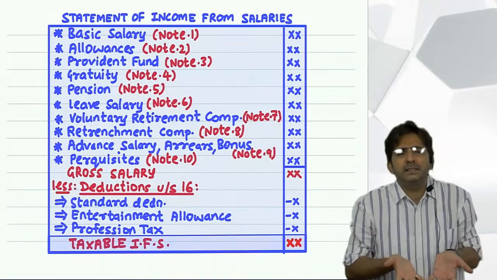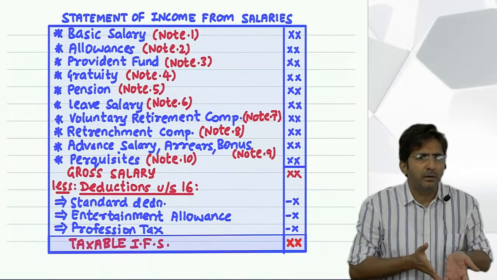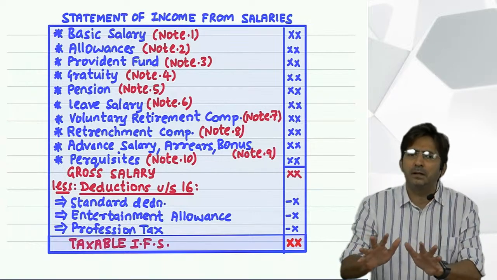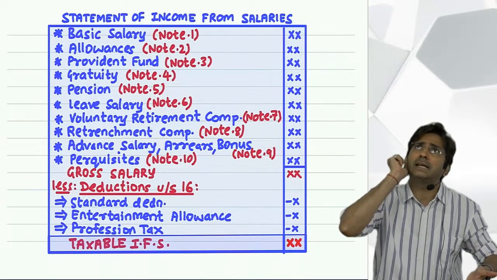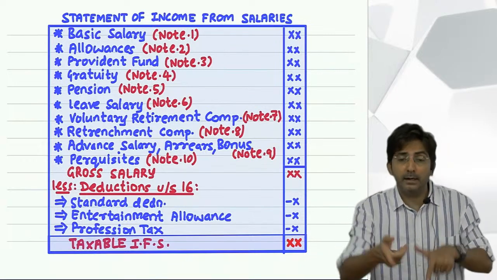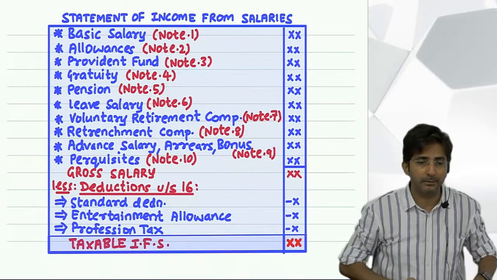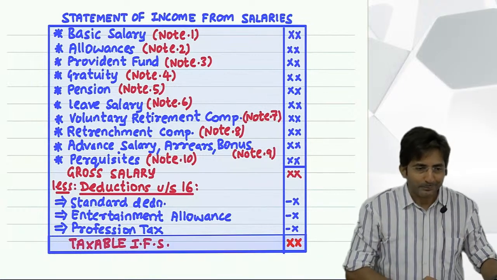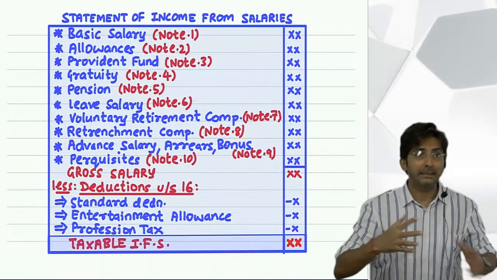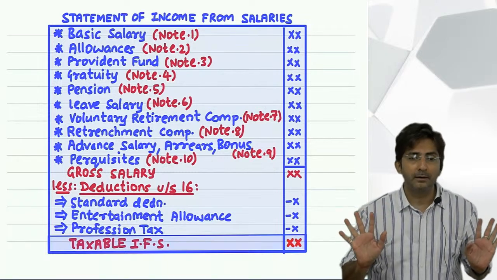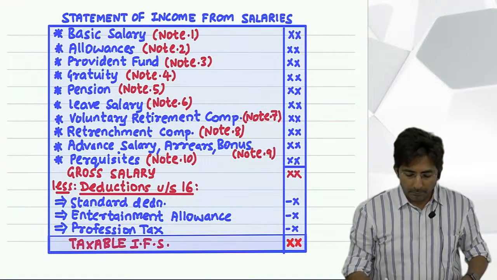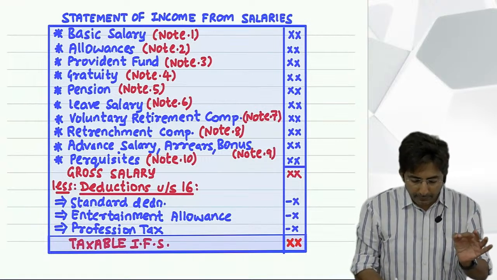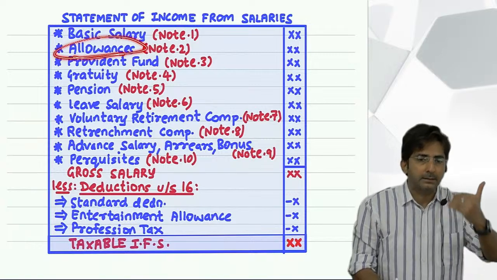But what is tough in this? Eventually you have to remember: this is exempt, this is taxable. Yes, in exempt there is a headache. Sometimes tribal area allowance, then it is 200 per month. Underground allowance, 800 per month. You don't remember all this, right? Thank God, for the other one there is no such amount to remember. Amount exempt will be amount spent. Okay.